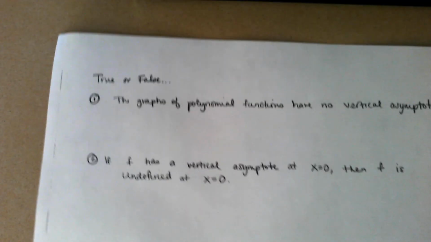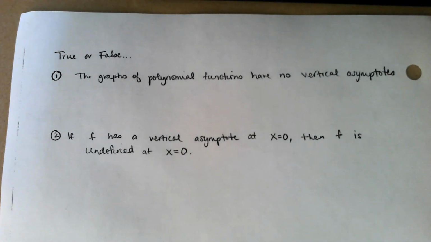True, false on the back. Number 1, the graphs of polynomial functions have no vertical asymptotes. Is this always true? Or can you think of a polynomial function that does have a vertical asymptote?